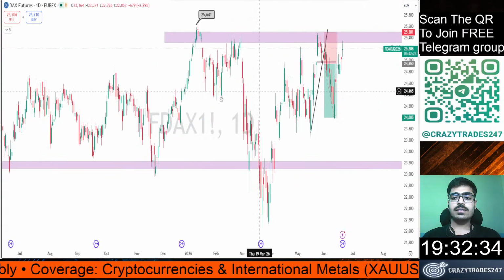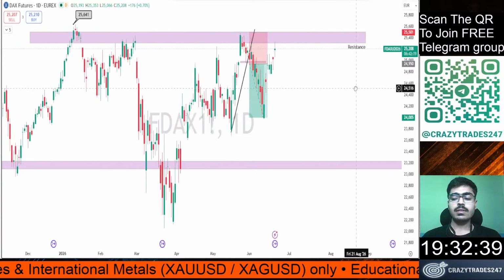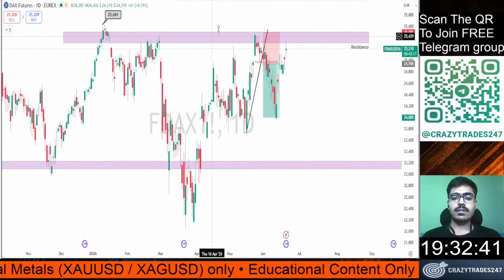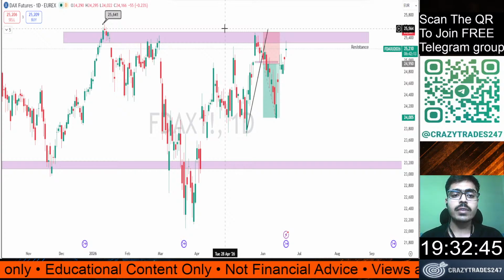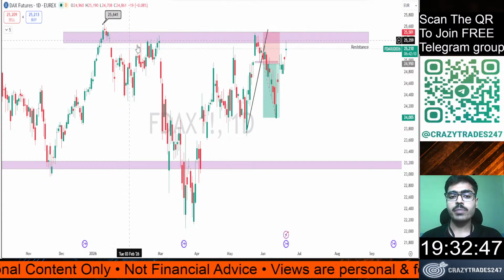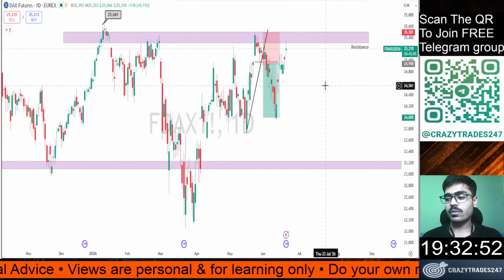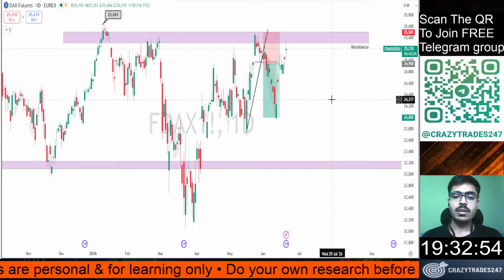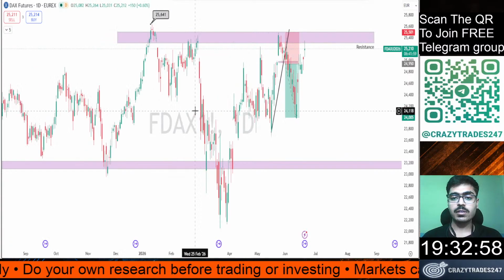The major resistance level in place is this purple ribbon that I have drawn here. The highest point of this purple ribbon is 25,641. If price rejects this level, then it might again see a downward rally, as it has shown multiple times earlier.